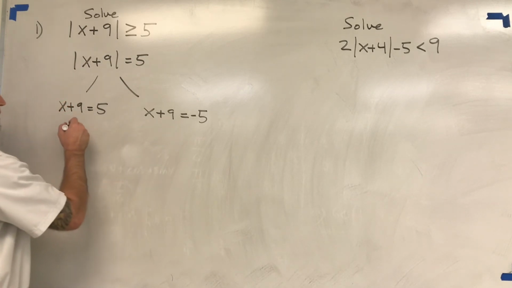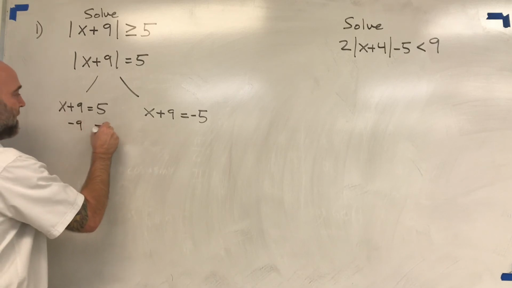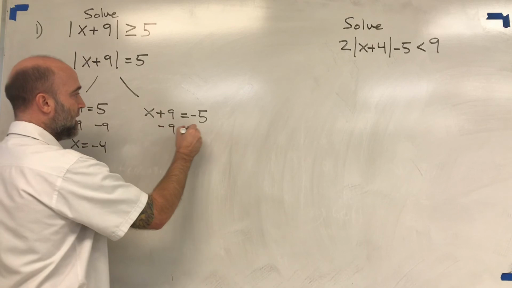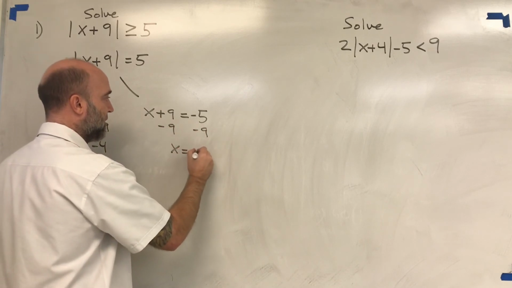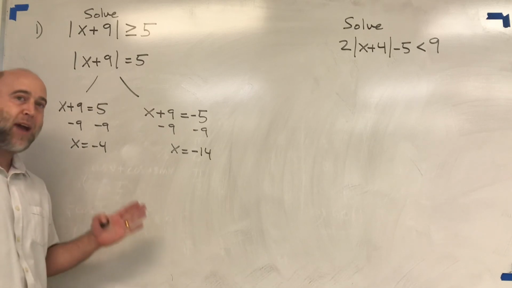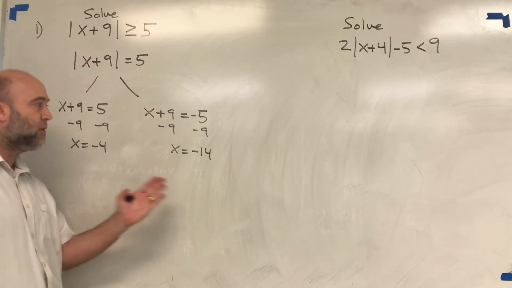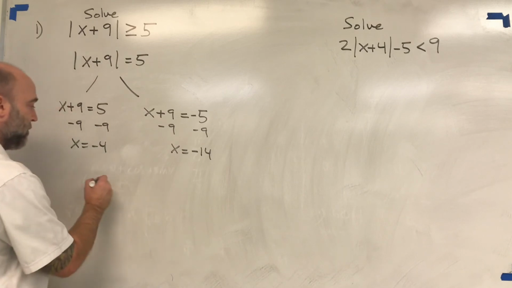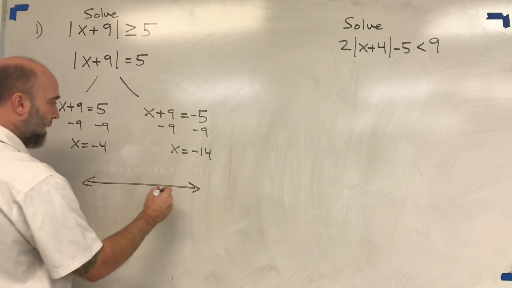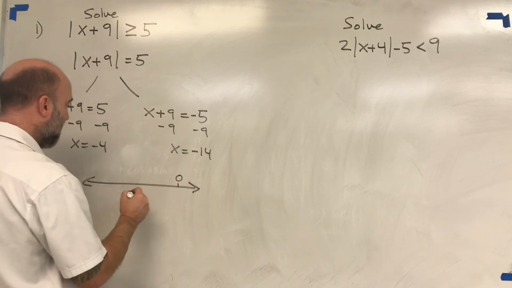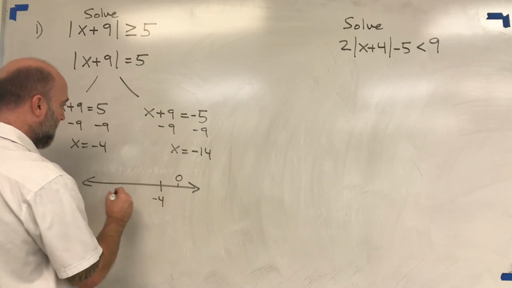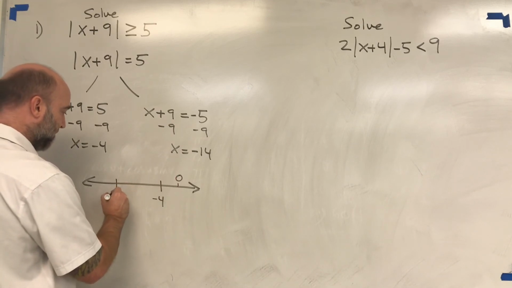Now, I'll go ahead and just solve for x. Minus 9, minus 9. I got x equals negative 4 for this one. Minus 9, minus 9. I got x equals negative 14. These are critical values. You have to use a graph to see the regions that are the possible solutions. So I like having 0 as a placeholder, and the first one that I see is a negative 4, and then I have a negative 14 over here.